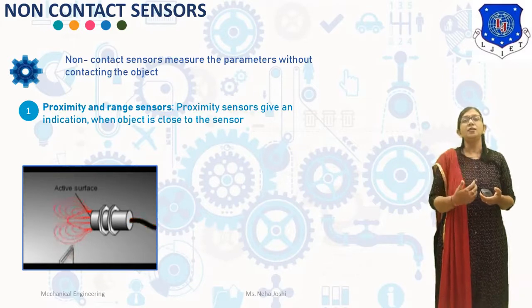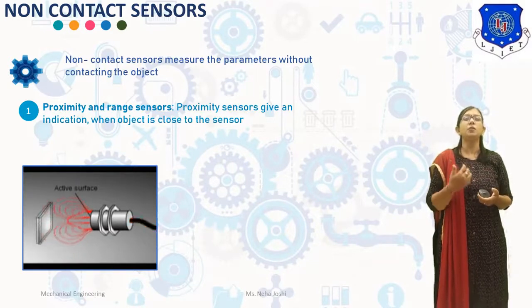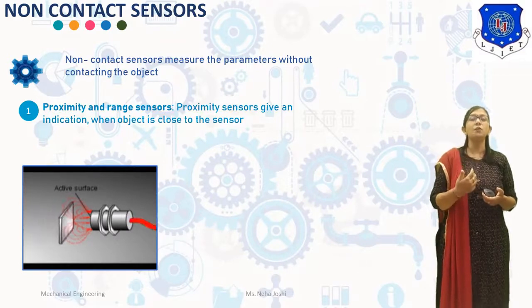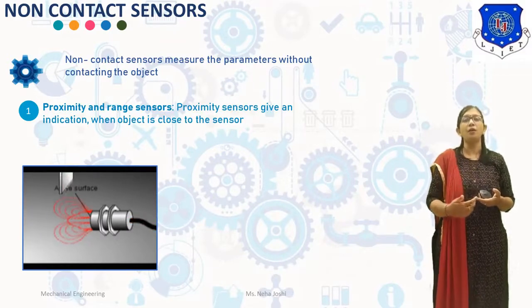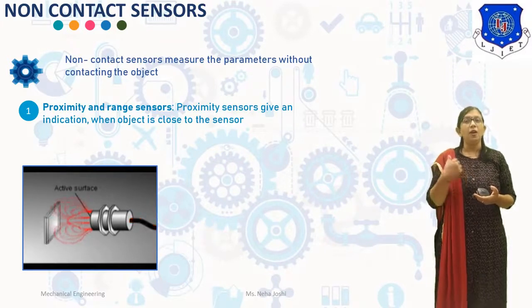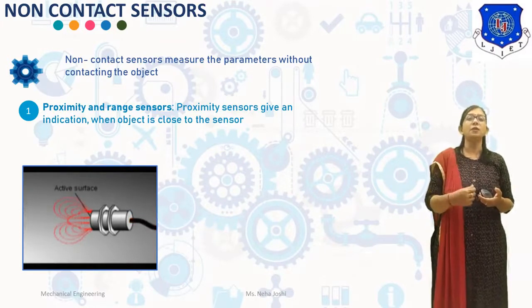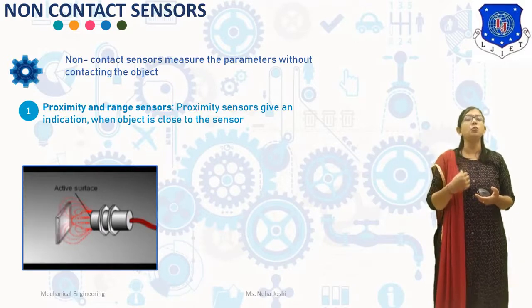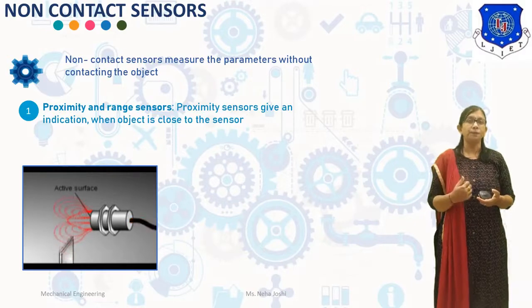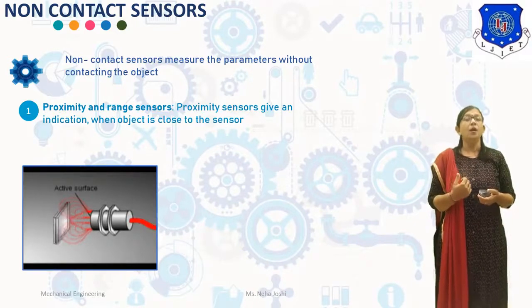Now, range sensors are used to measure the distance between the object and the sensor. The various techniques used in proximity and range sensors are optical devices, acoustic, eddy current, magnetic field. Here you can see the working of proximity and range sensor, which gives signal to the controller according to the distance between the object and sensor.